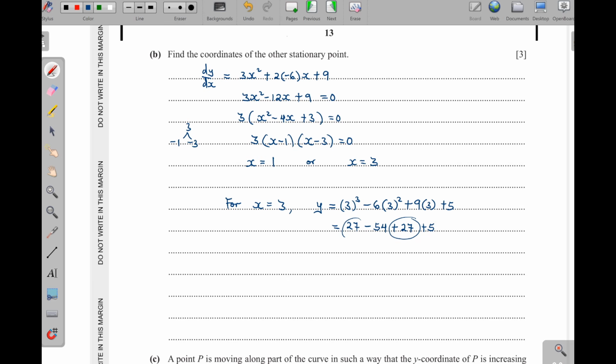27 plus 27 gives us a 54, minus 54, so this whole thing goes, and then we remain with a 5. So this simply implies that the coordinates of the other stationary point will be 3 and then a 5. As simple as that.